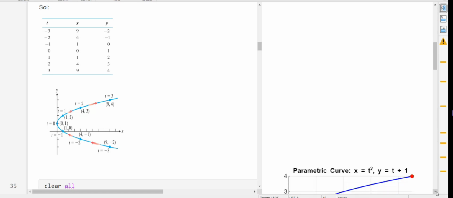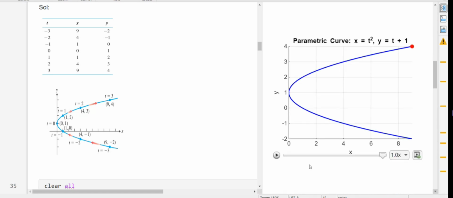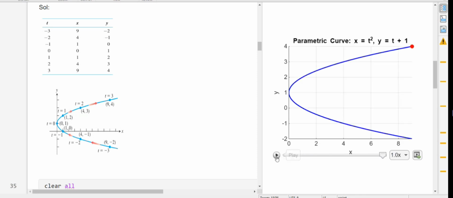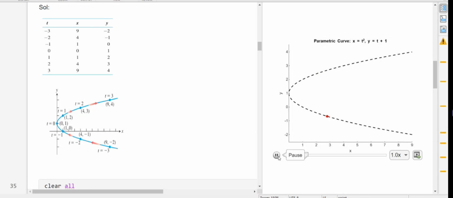Let me just show you the animation. For example, the object started its motion from t is equal to minus 3, and as you can see, this is a parabola opening towards the right, and the object just follows the path.